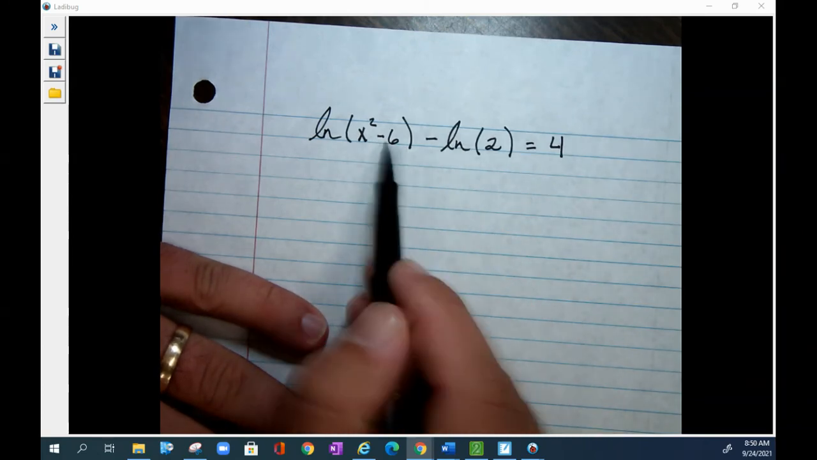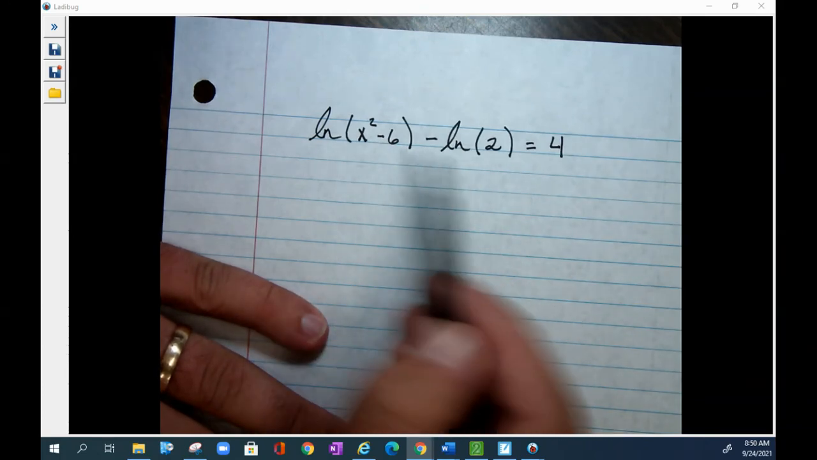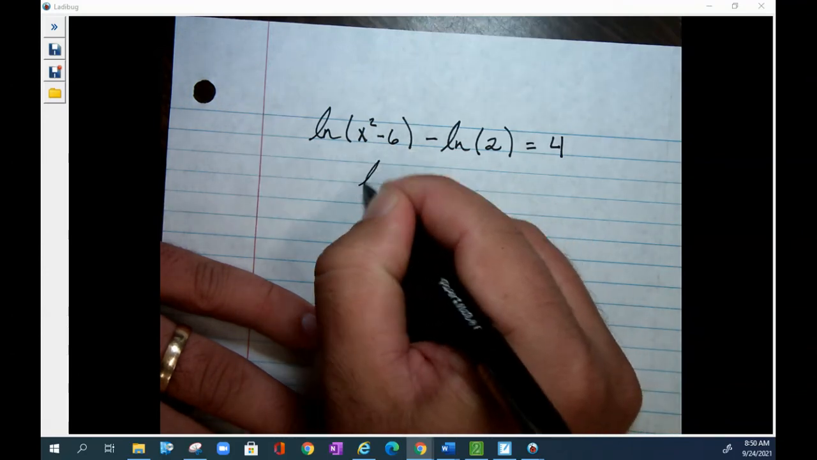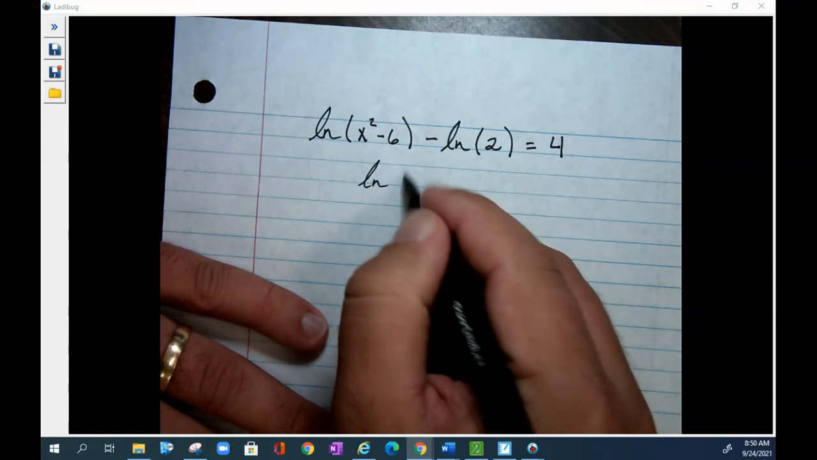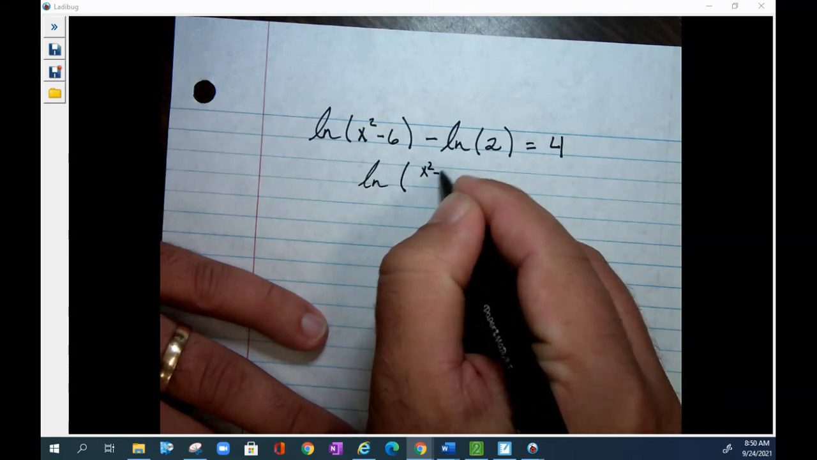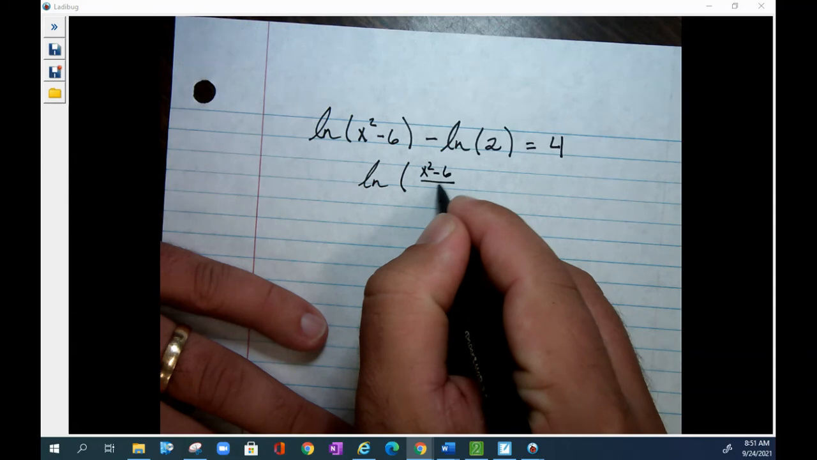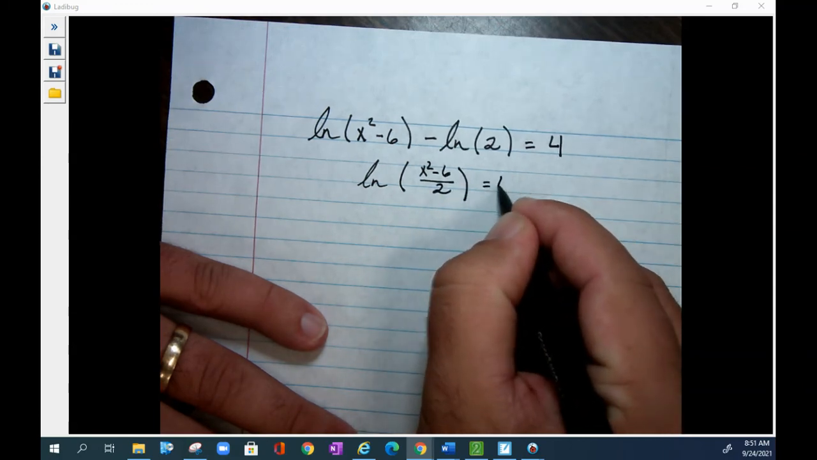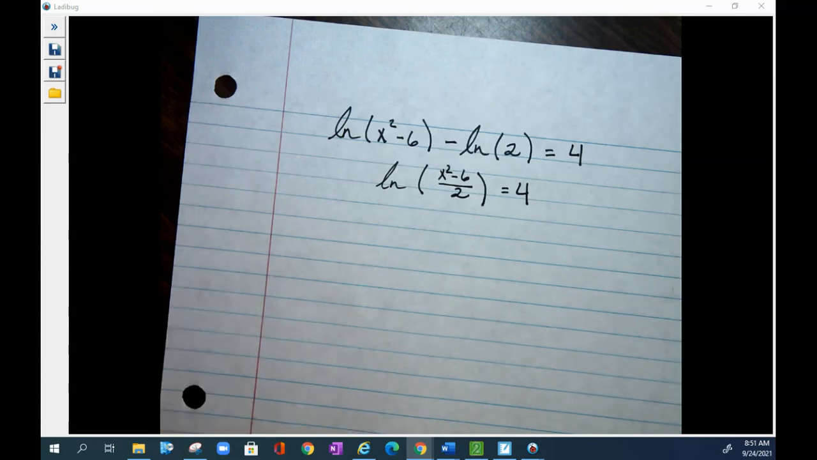I've got this subtraction happening. Well, subtraction means I've got division happening on the inside. So I'm going to get the natural log of (x squared minus 6) divided by 2 equals 4.